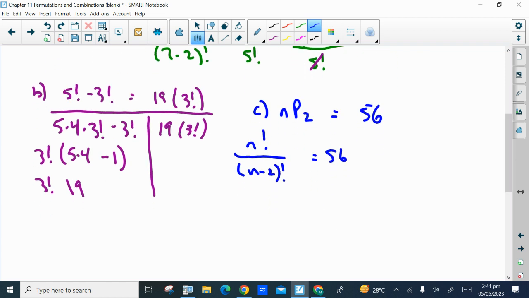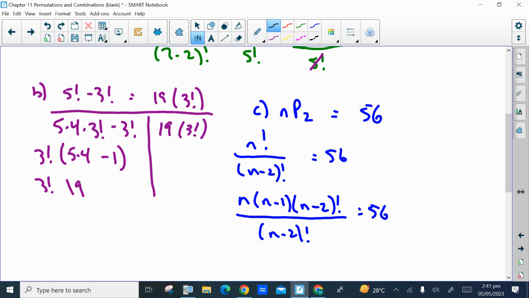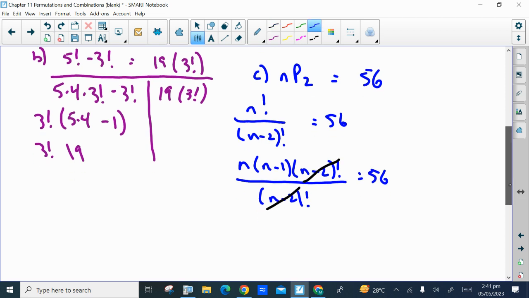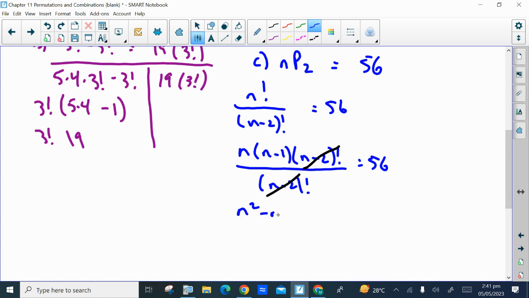And we can simplify by expanding the numerator. Remember, when you're deciding which one to expand, choose the bigger expression. n is bigger than n minus 2. So you're going to get n bracket n minus 1, and we could keep going forever, but we're going to stop at the n minus 2 and put a factorial on it because that's our denominator. They will cancel. So we have a quadratic here that we need to solve by making it equal to 0.